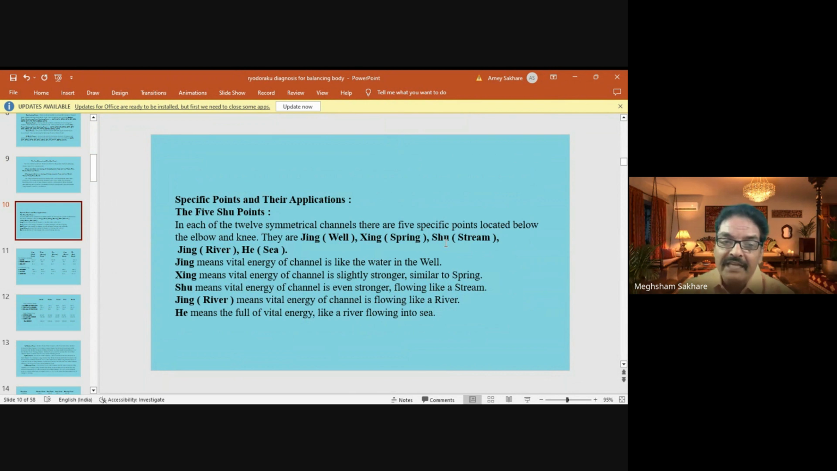And Shu stream means the vital energy of the channel is stronger, flowing like a stream. And Jing river means the vital energy of the channel is flowing like a river. He sea means the fullness of the vital energy, like a river flowing into the sea.